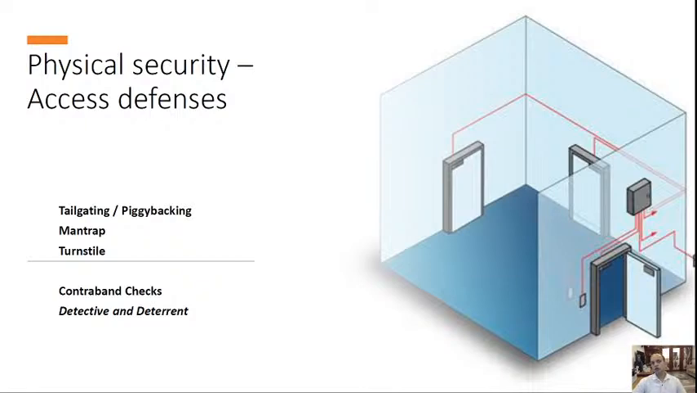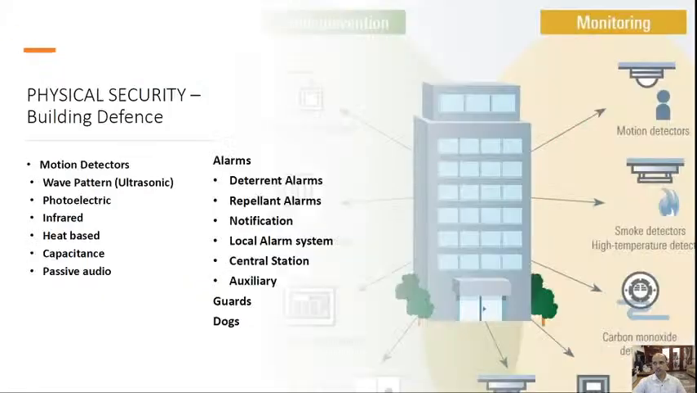With this, you also need to understand the building defenses, like motion detectors and the different types: wave pattern, photoelectric, infrared, heat based, capacitance based, and passive audio. You also need to know which alarms can be attached to those detectors, like deterrent alarms, repellent alarms, notification alarm, local system alarm, central station alarm, auxiliary alarm, and the impact of guards and dogs in any particular building defense, right?